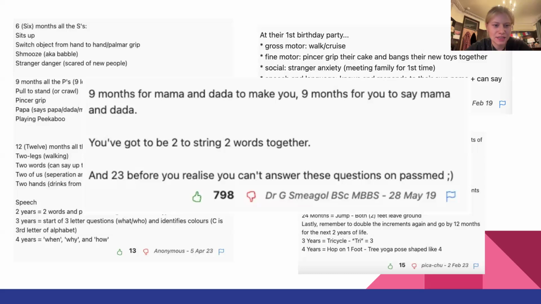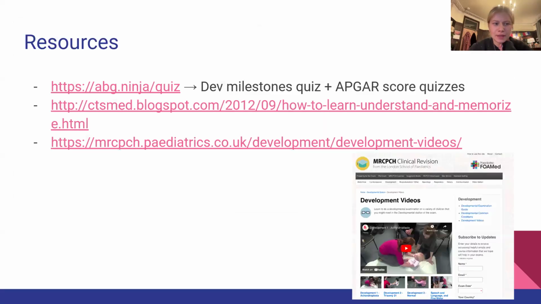But to piece some references together, so on the next slide, here's some resources which I found are really useful. So what I'm going to do is I'm going to put them in the chat as well for the people who are on the call now to use. But they're on the slide anyway. So the first resource, a guy's made flashcards with these milestone quizzes, and also as a side note for APGAR scores. So if you spend like 5 minutes doing that, it makes it much easier to answer questions from there on.